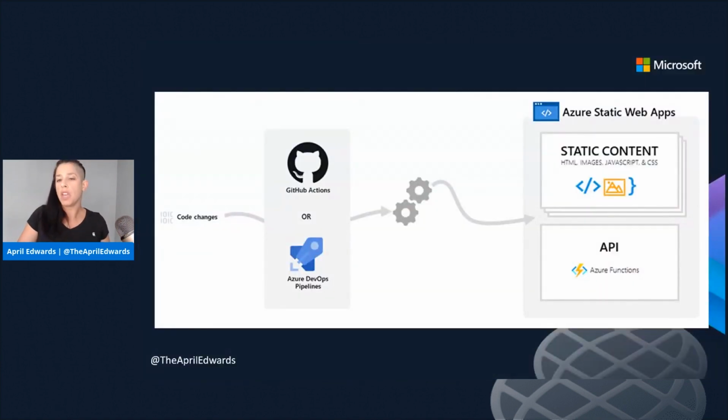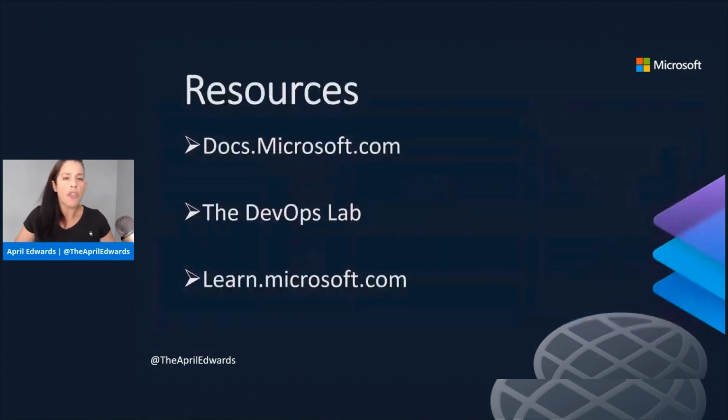Before we get going anywhere else, I just want to cover off one quick thing. There are some amazing resources out there for you. Docs.microsoft.com. The product group have put together a great, great resource, and they put so much documentation. There's some shows on the DevOps Lab on Channel 9 with deploying static web apps with Azure DevOps. And go to learn.microsoft.com, and you can learn all about static web apps and do some really cool training.